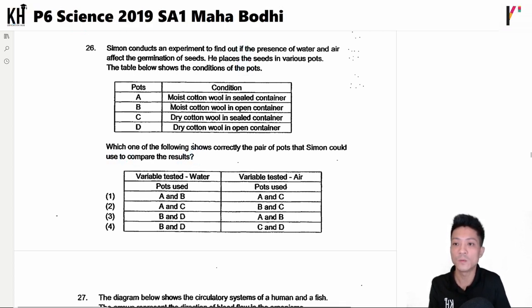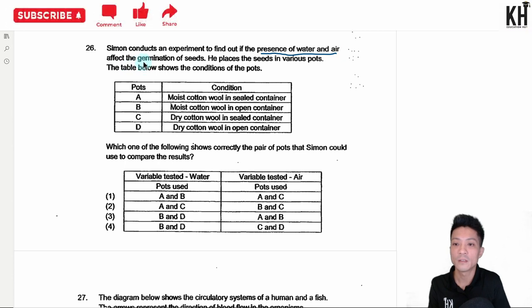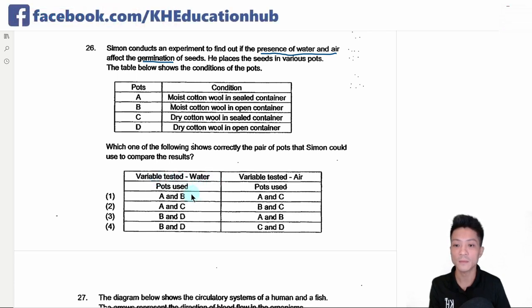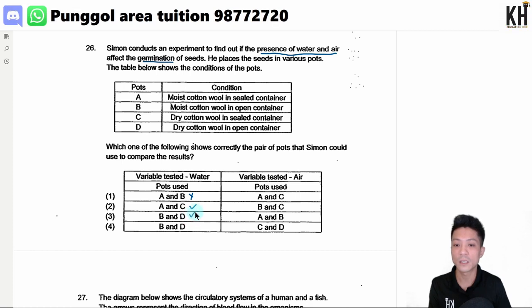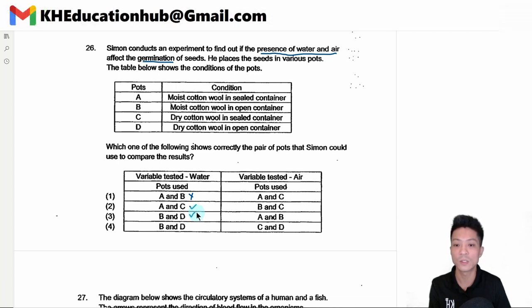So what does he want to find out? He wants to find out if the presence of water and air affects the germination of seeds, right? Variable tested, water. Pots used, A and B? No, because A and B both have water, moist cotton wool. A and C, sealed container. One has moist cotton wool, the other is dry. B and D, yep, open container. For number 2, A and C, they are in a sealed container, so maybe not.